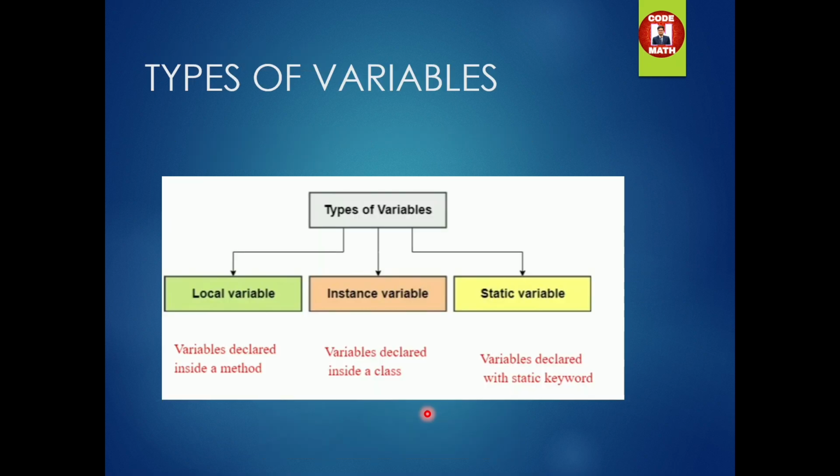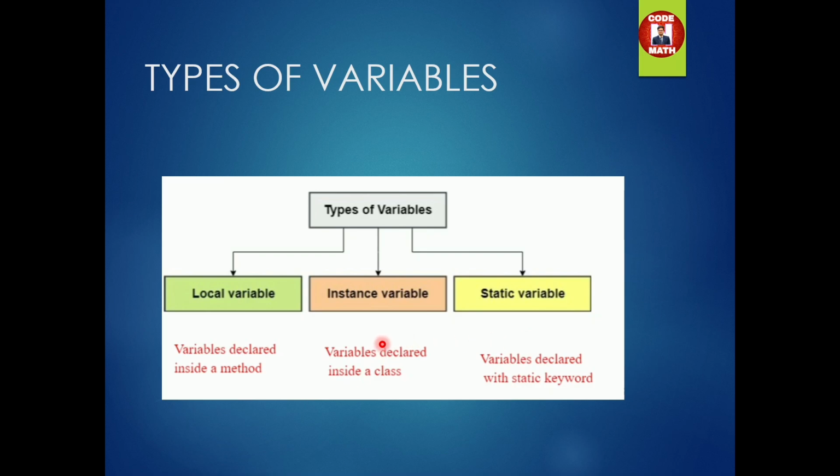In Java, we have different types of variables like local variable, instance variable, and static variable. Each serves a different purpose depending on where and how we use them. A local variable is declared inside a method. Instance variables are declared inside a class, and static variables are declared with the static keyword. Okay, don't worry, we will explore this in detail in an upcoming video.